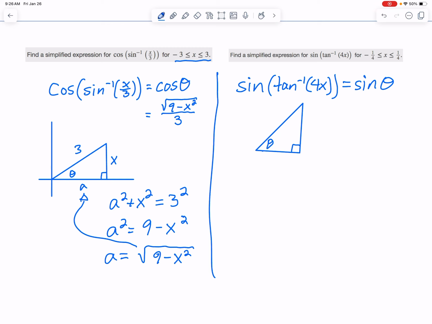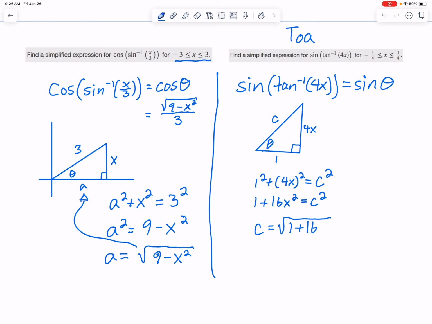And then they say tangent. Remember, tangent is opposite over adjacent. It's going to be 4x over 1. I know that's kind of weird. All right, we have to find our third side. I'm going to call it c. So we're going to have 1 squared plus, and then we got to be really careful here. It's the whole thing squared equals c squared. So I get 1 plus 16x squared equals c squared. Right? Then if I solve for c, c is going to be the square root of 1 plus 16x squared. That's what this side is.